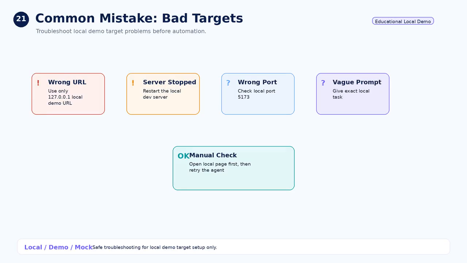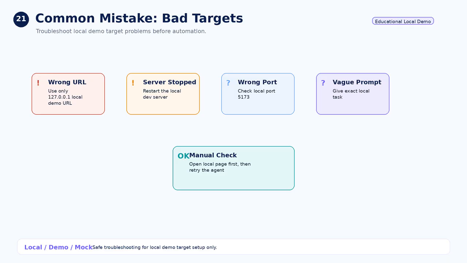With debug with headed mode in mind, the next piece is common mistake: bad targets. The most common mistake is pointing the agent at the wrong target. If the local server is stopped, the page will not load. If the URL is wrong, the agent may inspect an error page.